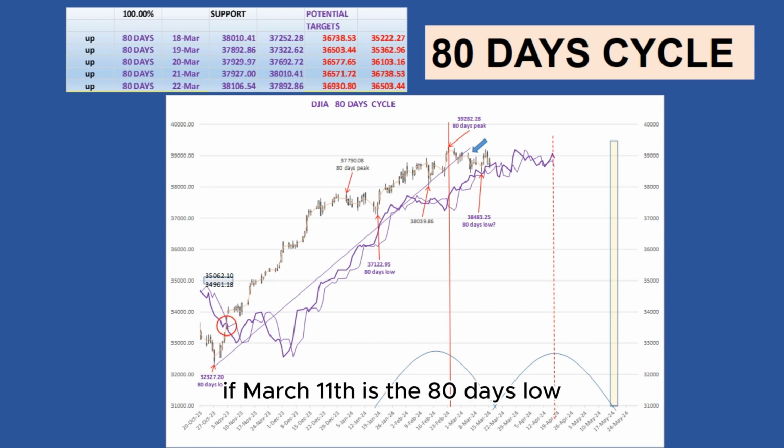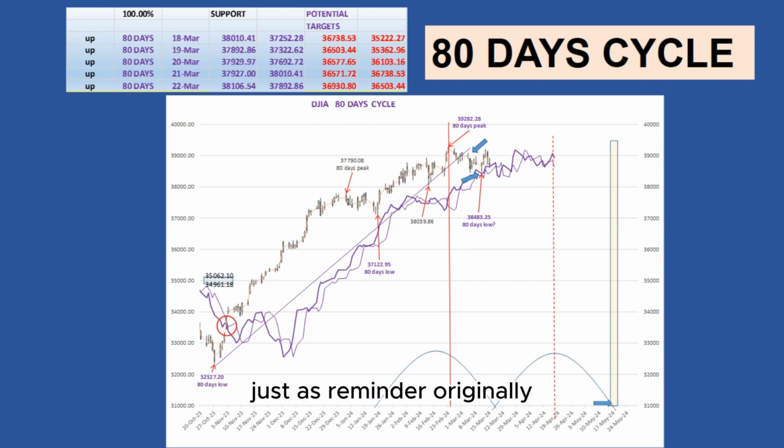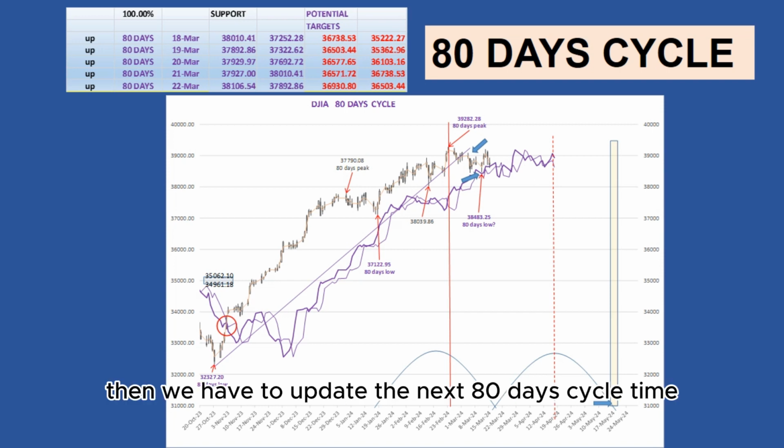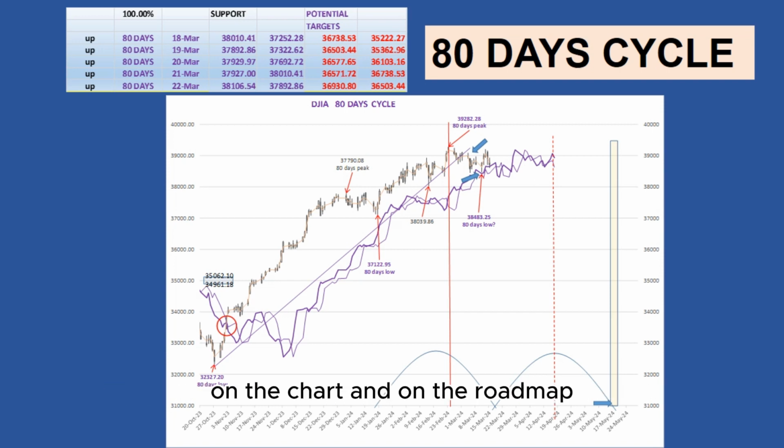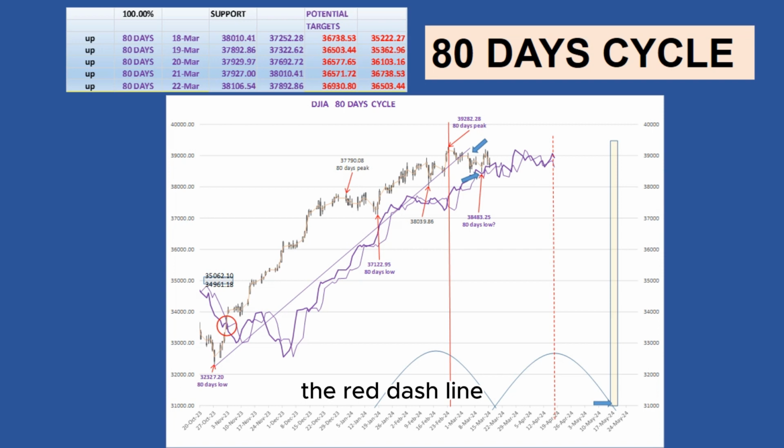If March 11th is the 80-day low, the next one is expected on May 18th. If the 80-day cycle is running longer than expected, just as a reminder, originally the expected date was March 19th, and the low happened this week, then we have to update the next 80-day cycle time on the chart and on the roadmap. The cycle trend is up at least to April 14th, when the 80-day cycle should form its peak, the red dashed line.